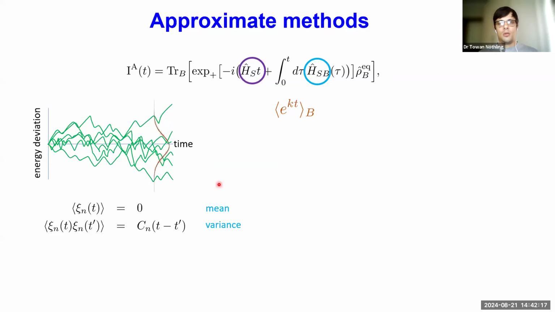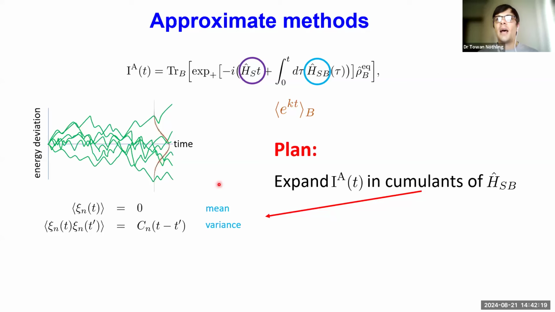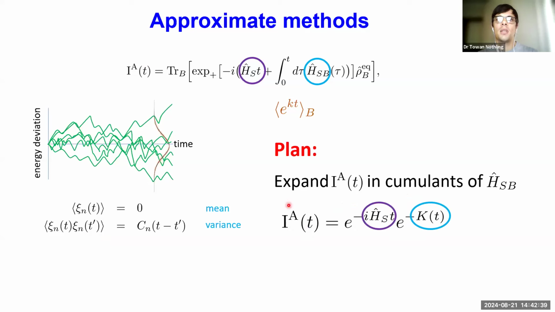So the plan is to expand the spectral tensor in the cumulants of the system bath interaction. Cumulants just mean the mean and the variance and so on. But we know already that the mean is 0. So what we expect to find if we execute this plan is the spectral tensor in more or less this form.